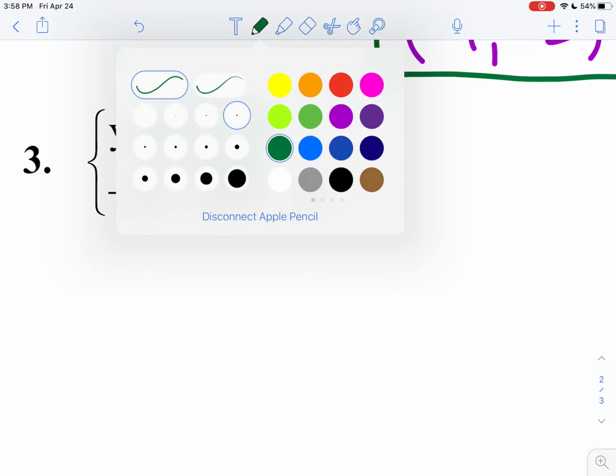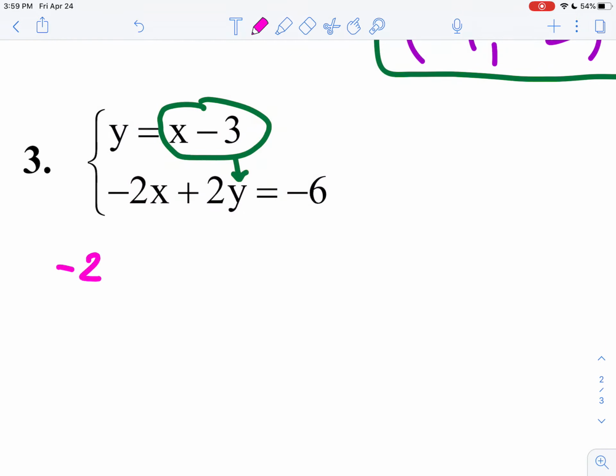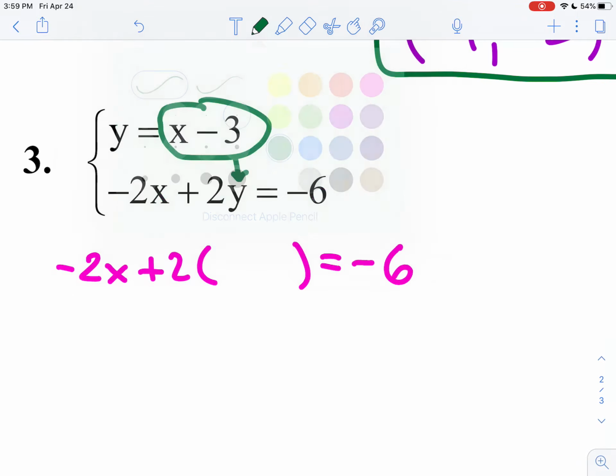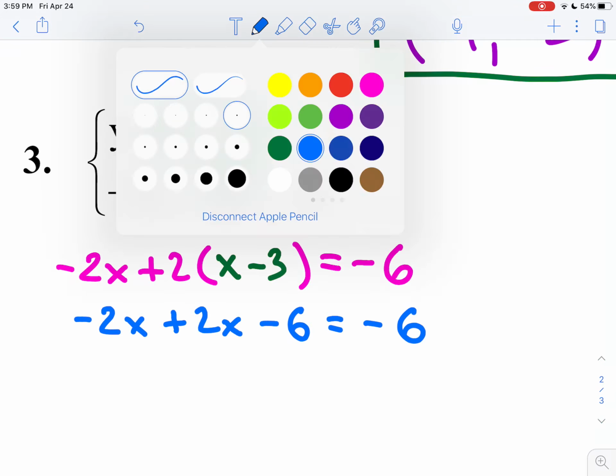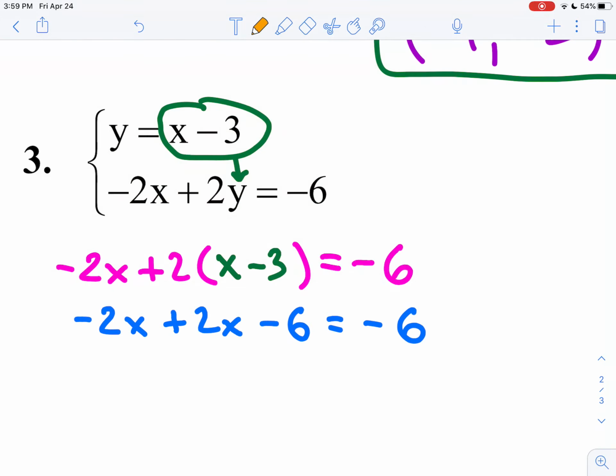So here's what I'm going to do. We'll take the second equation, but instead of the y, we're going to substitute in the green value of x minus 3. Let's see what happens. Negative 2x plus 2x minus 6 equals negative 6. So our goal is now to solve for x, but take a look at that. Is anything weird happening? Uh-oh, they're gone. So you're left with negative 6 equals negative 6.